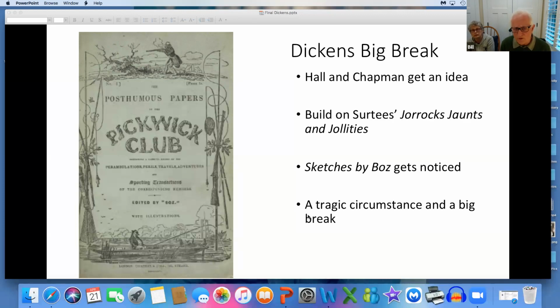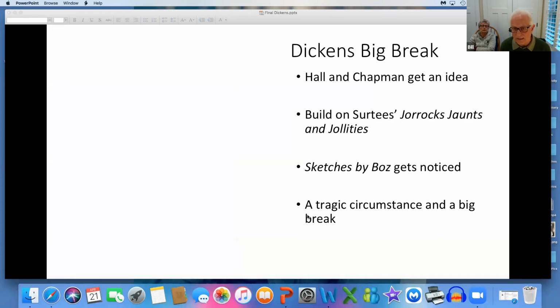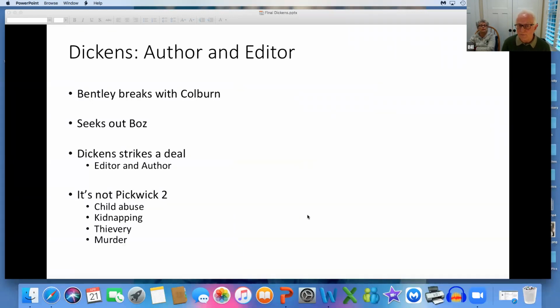And there were clubs that would get together. There were Pickwick songs, there were Pickwick memorabilia. Dickens, at the age of 25, is famous throughout England, Scotland, Wales, Ireland, Europe, and America. And so what happens next?